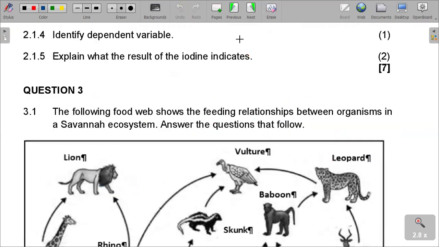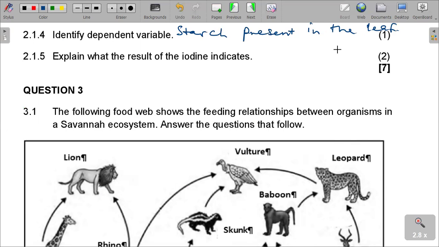It's saying identify the dependent variable. Dependent is starch that is present in the leaf. Starch present in the leaf is the dependent variable. And then explain what the result of iodine indicates.